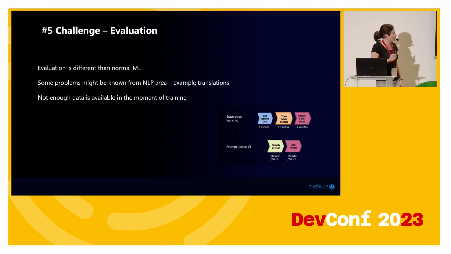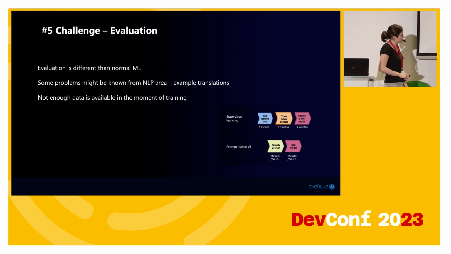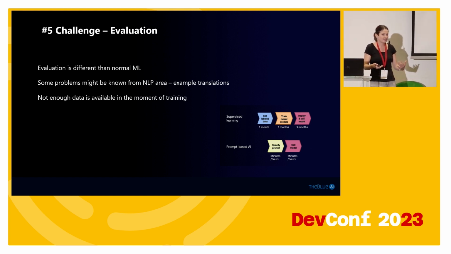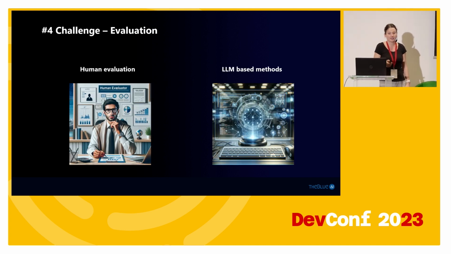And yeah, we also said in the beginning that the super cool thing about using prompt-based AI is that we don't have to collect the data. But here it also means that we don't have enough of a data set to evaluate our solution. So this is becoming a problem. And we actually have to do that.